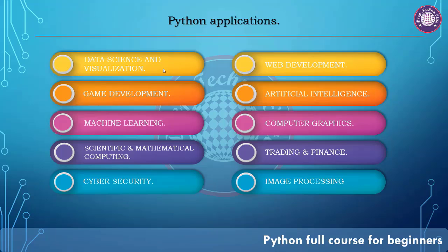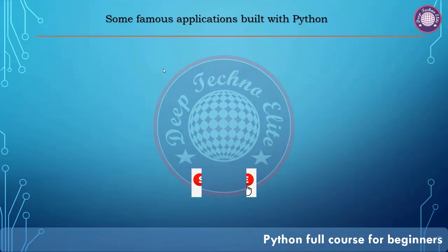Now let's go ahead and see some famous applications built with Python. There are thousands of Python websites on the internet. Python is a powerful programming language created by Guido van Rossum. Many of today's most successful tech companies are choosing Python for the backend of their websites. Now let's take a look at the famous websites built using Python.